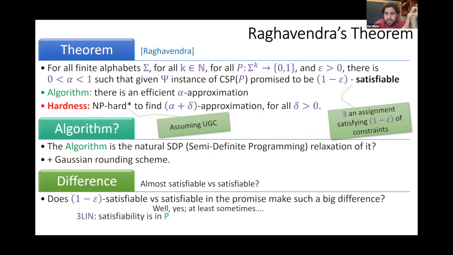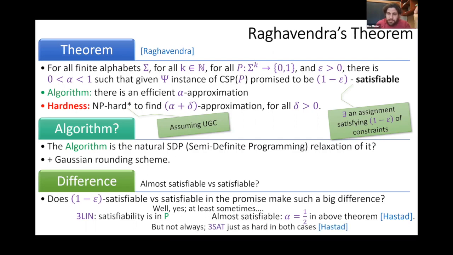So for 3-line, for example, if I give you a 3-line instance and I promise to you that it's satisfiable, then you can solve it completely. Then there is no issue. But if I only promise to you that it's 99% satisfiable, then you are in bad shape. Then you cannot beat half. This is a classical result of Håstad. So you see this little bit of difference between satisfiable and almost satisfiable makes a lot of difference for some problems. But of course, for some other problems, it doesn't make any difference. Like 3-SAT, it still is hard.